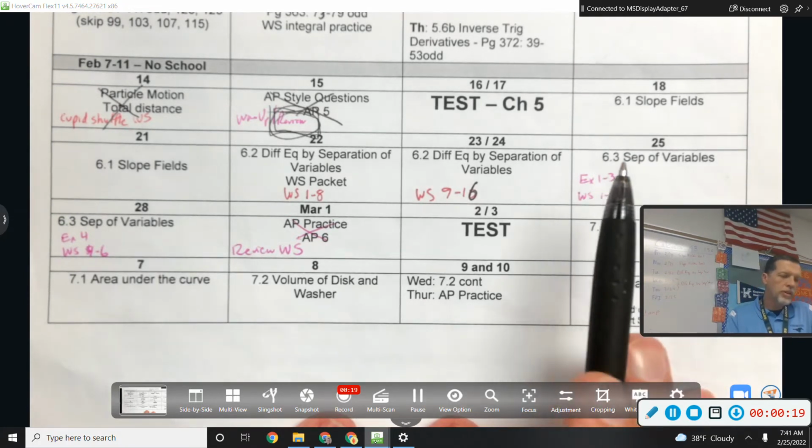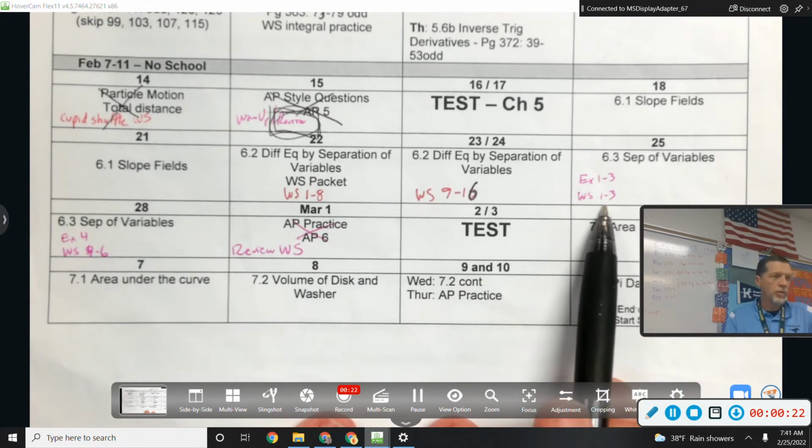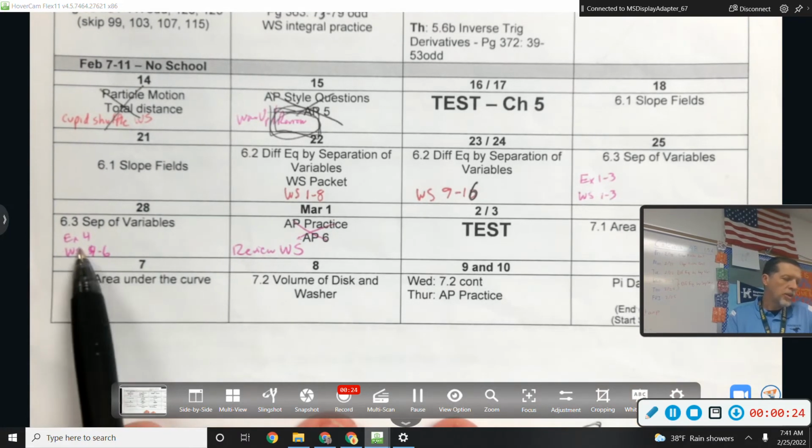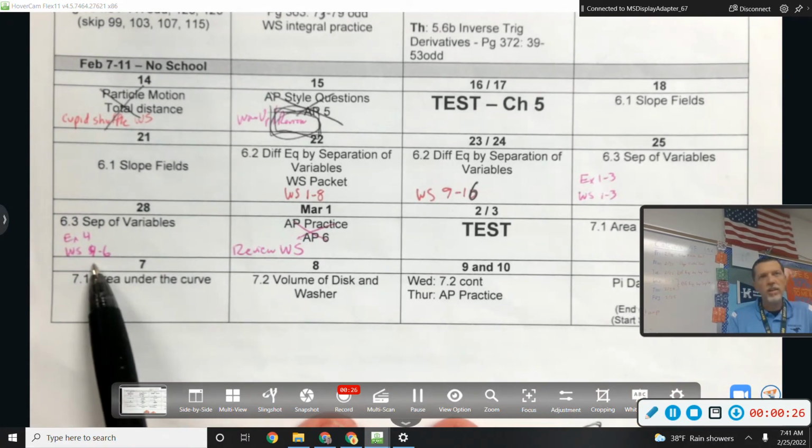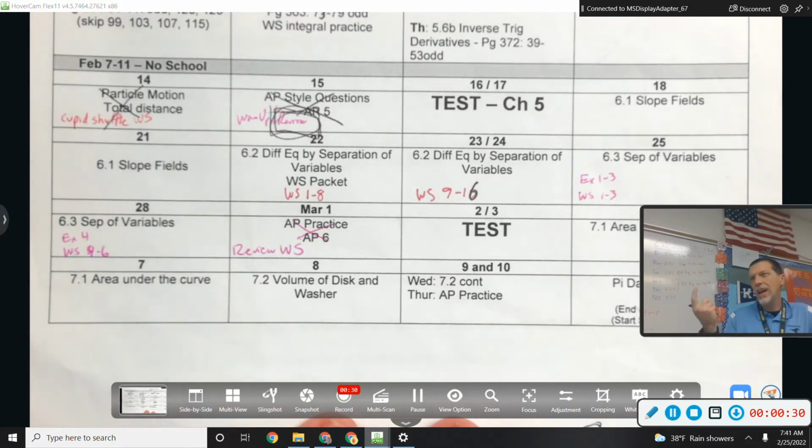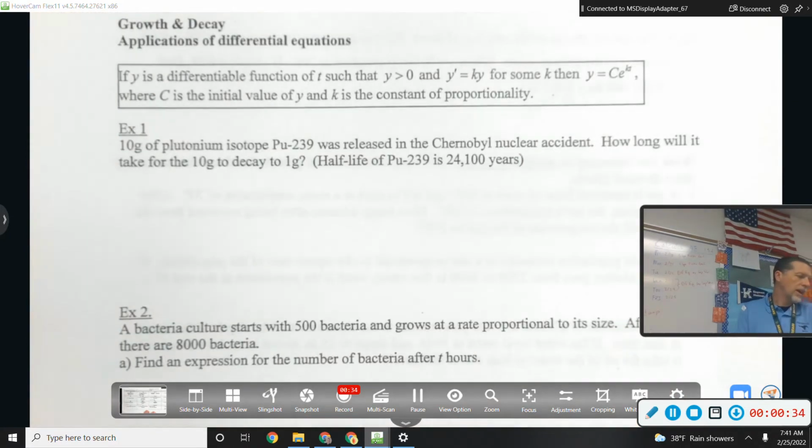So today we'll do examples 1 through 3. I'll assign 1 through 3. And then Monday we'll do example 4, and I'll assign 4 through 6. All right, so this is another sort of 2-day assignment, so you can divide it up however you like.